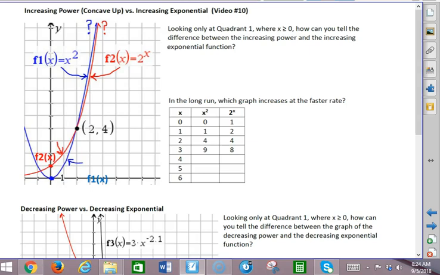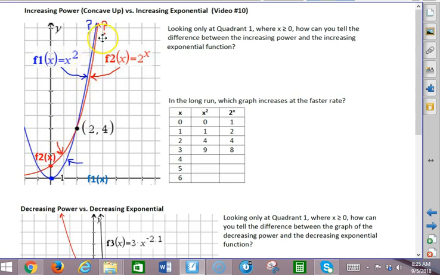Since power functions have a number of different shapes, they often are very similar to other types of graphs, particularly exponential and log graphs. So I want to look at the difference between the exponential and the power functions when we have this concave up shape and an increasing exponential graph. So take a minute to look at the two graphs.